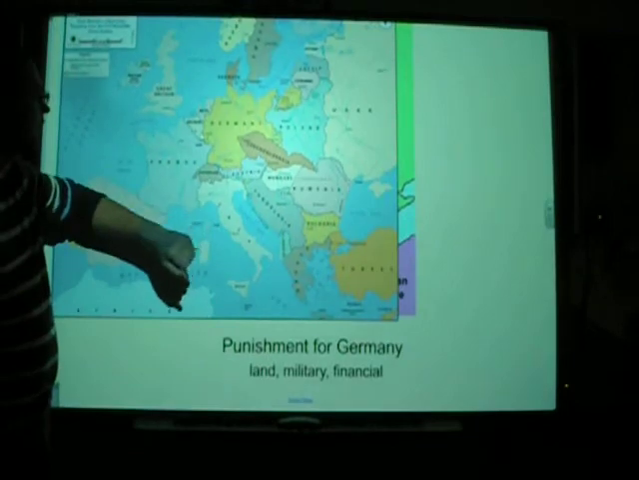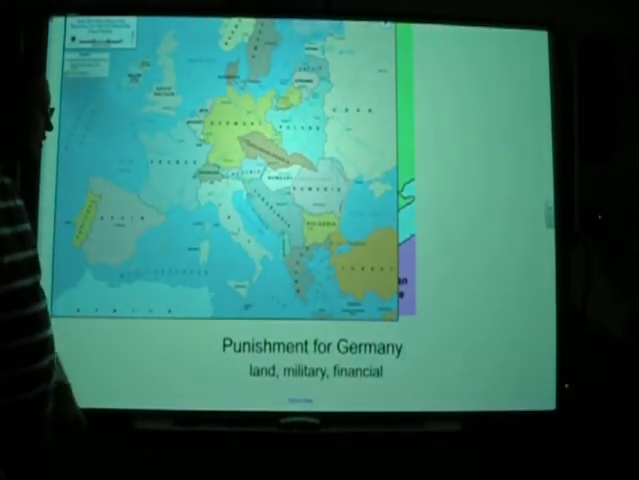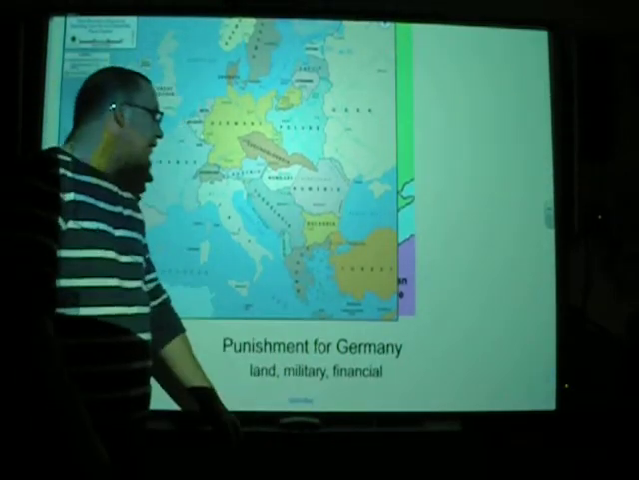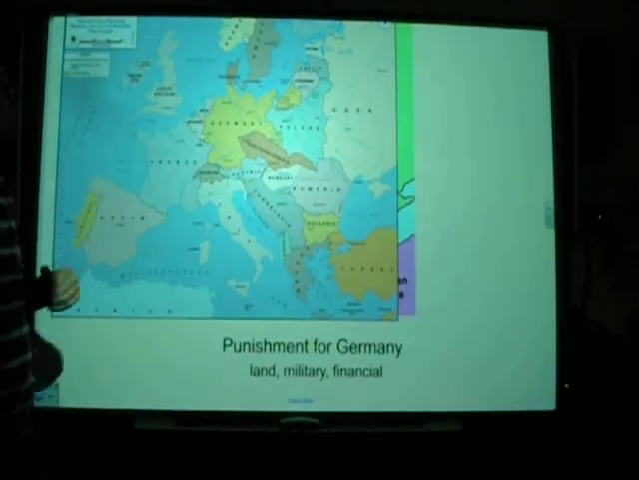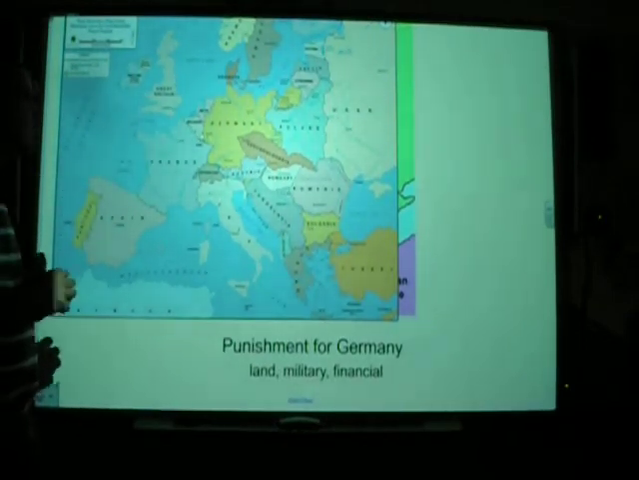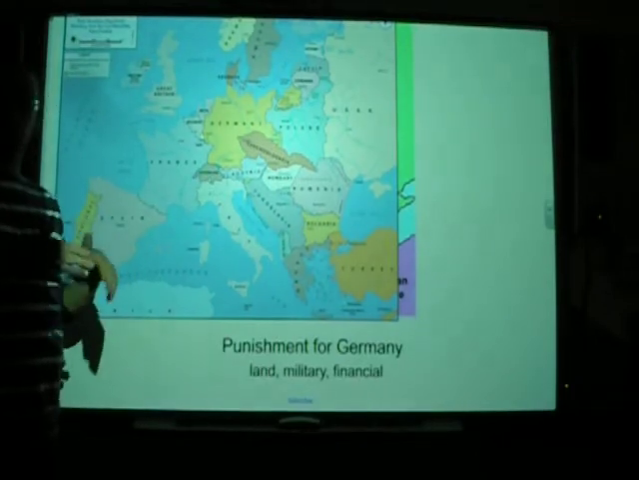So Czechoslovakia as well. You'll see a lot of different changes just on the map, but also German land, military, and financial punishments, which lead to resentment, and that is the connection I want you to know between World War I and World War II.